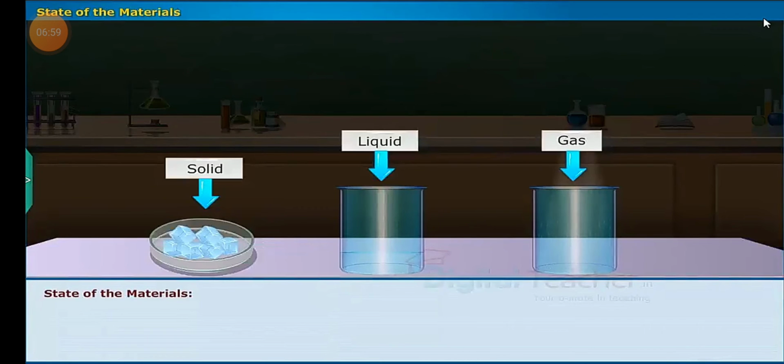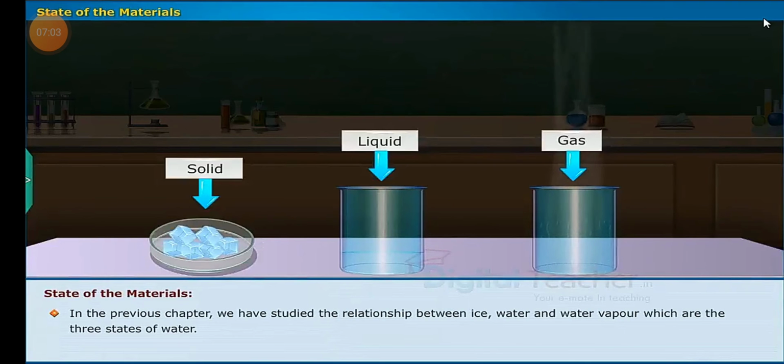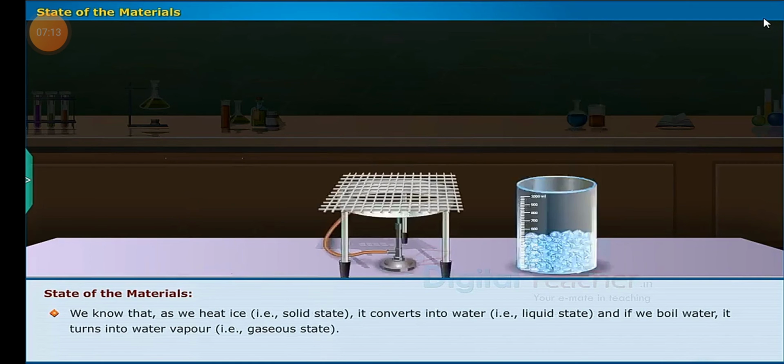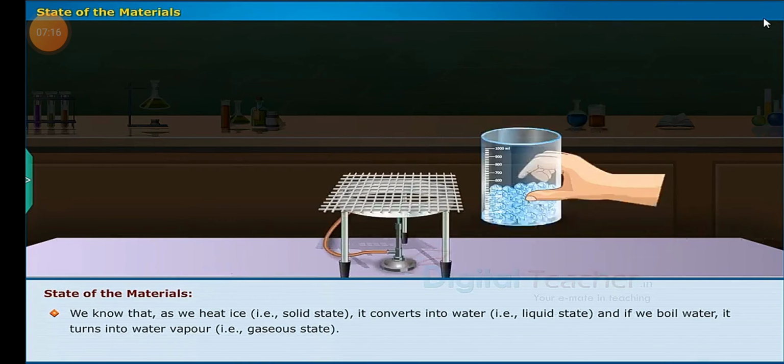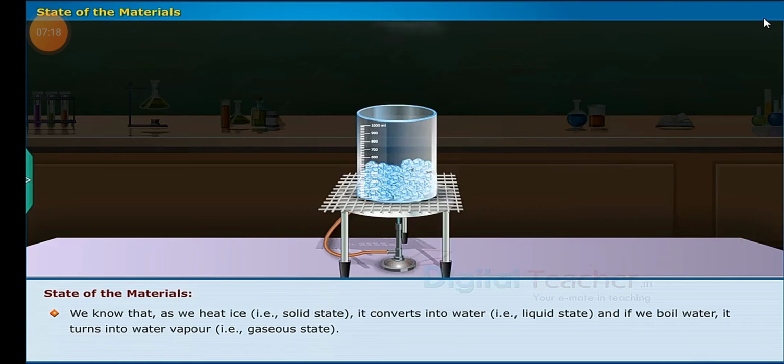Here, let us know the state of the materials. In the previous chapter, we have studied the relationship between ice, water, and water vapor, which are the three states of water. We know that as we heat ice, that is solid state, it converts into water, that is liquid state, and if we boil water, it turns into water vapor, that is gaseous state.